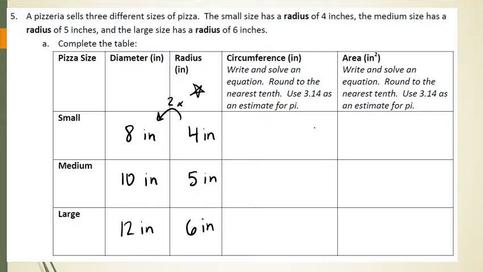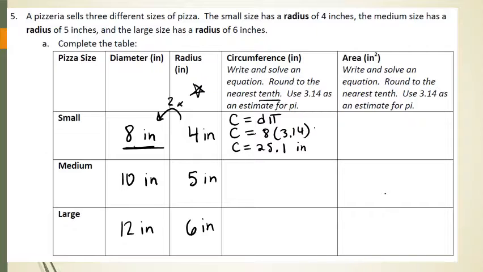So now what is the circumference of each pizza? So the small pizza has what circumference? Well, circumference equals diameter times pi. So circumference equals, here's my diameter, 8 times 3.14. And when we do 8 times 3.14, we get 25. And we're rounding to the nearest tenth, so 25.1, and this is in inches, just regular inches.